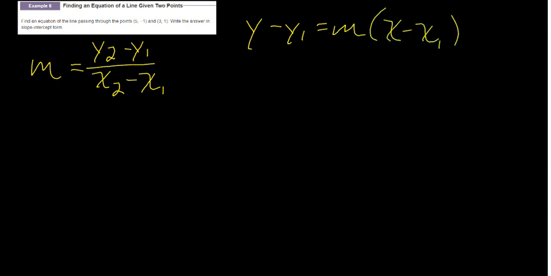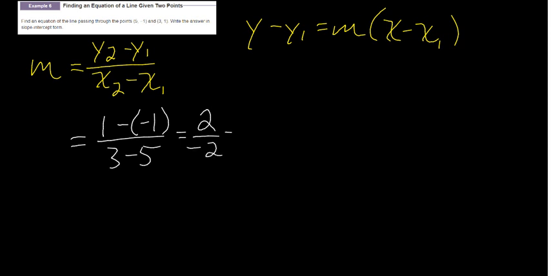Okay, here we go. We've got the slope, y2 minus y1 over x2 minus x1. So we need to figure out what the slope of this equation is. If we do the arithmetic, y2 minus y1 is 1 minus a negative 1, over 3 minus 5. Well, 1 minus negative 1 is the same as 1 plus 1, that's 2. And 3 minus 5 is a negative 2. So my slope is a negative 1. Okay, so this is my slope.